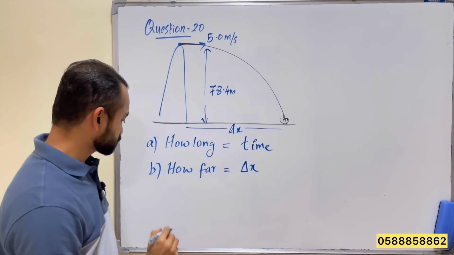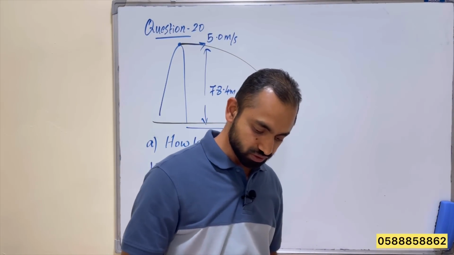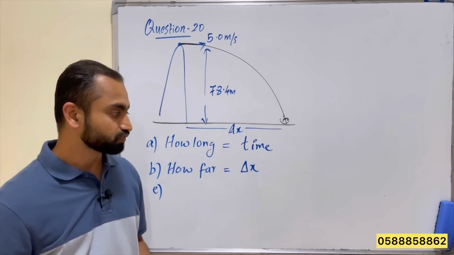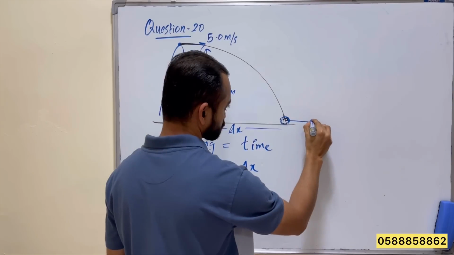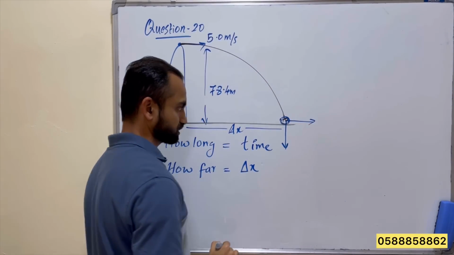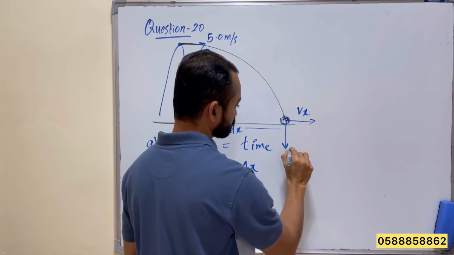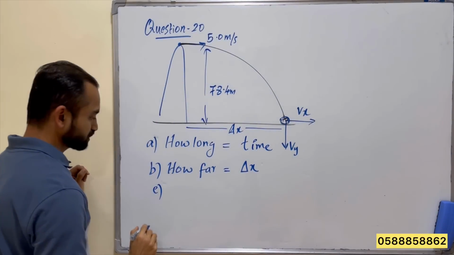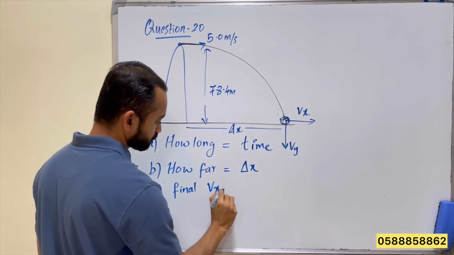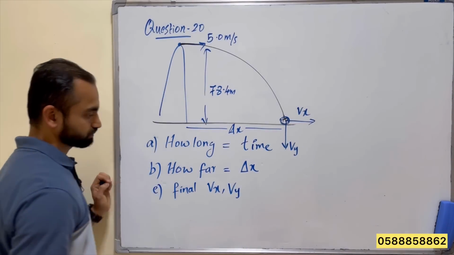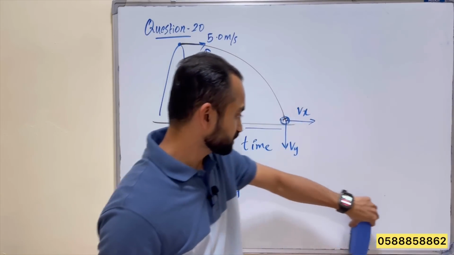Then question number C: what are the horizontal and vertical components of the stone's velocity just before it hits the ground? So when the ball hits the ground, it will have a horizontal velocity and a vertical velocity. So we have to calculate the value of this horizontal velocity and the value of the vertical velocity, the final horizontal velocity and final vertical velocity. So these are the three questions, A, B and C.